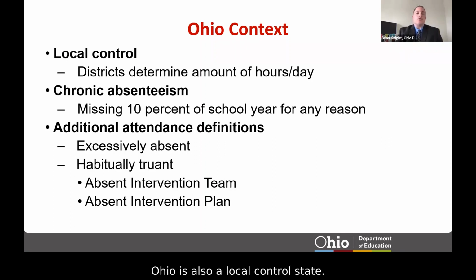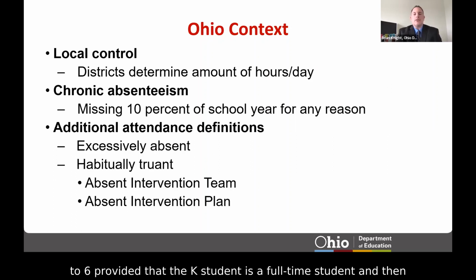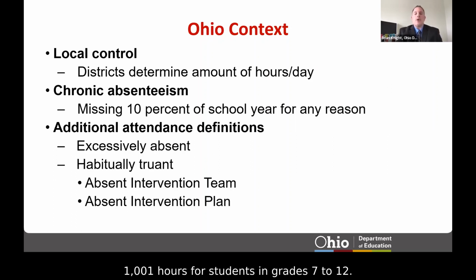Ohio is also a local control state, so each district determines the number of hours that they're going to put in for a school day. Districts are required to provide 910 hours of instruction for students in grade K to 6, provided that the K student is a full-time student, and then 1,001 hours for students in grades 7 to 12.